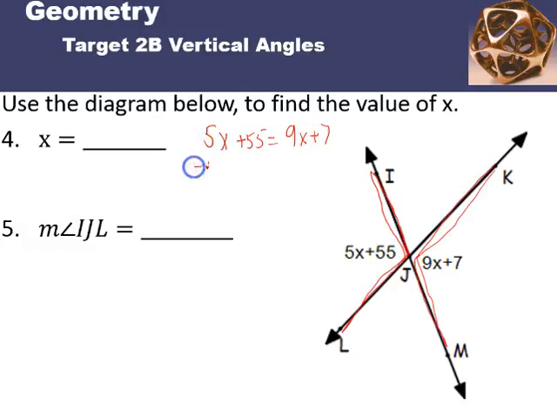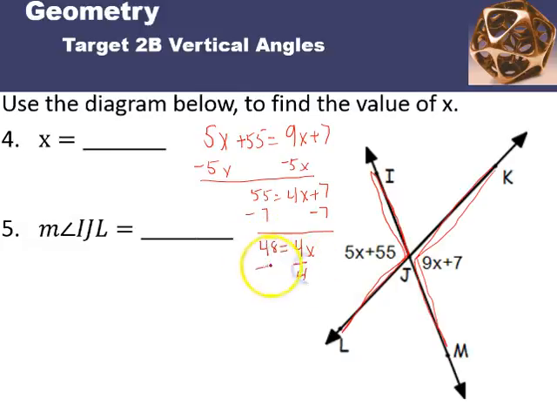So I'm going to do some algebra. I'm going to subtract 5x from both sides. And I get 55 equals 4x plus 7. And then I need to get the 4x by itself, so I'm going to subtract 7. And I get 4x equals, and 55 minus 7 is, I believe, 48. And then I'm going to divide both sides by 4, and I'm going to get x is 12. So I know now that x is 12. Alright?